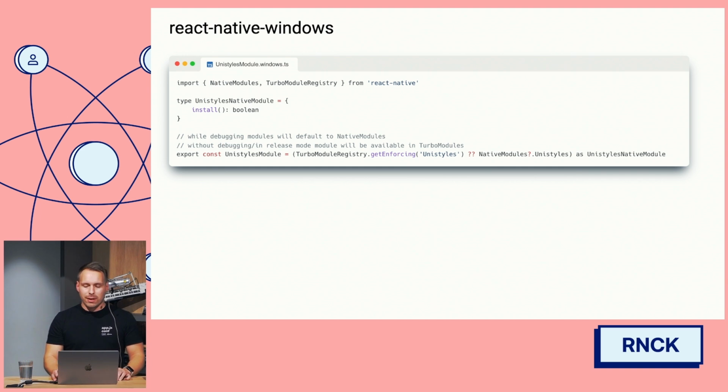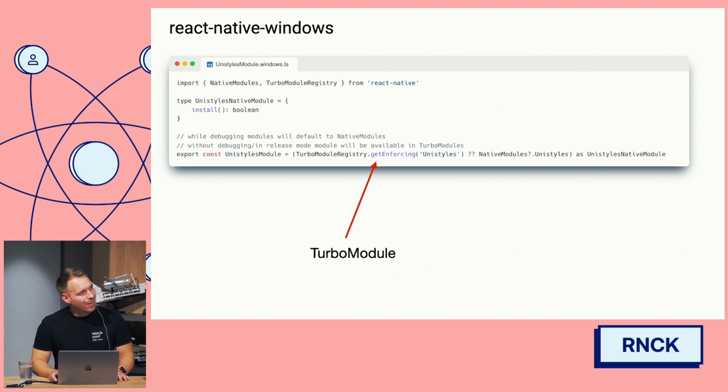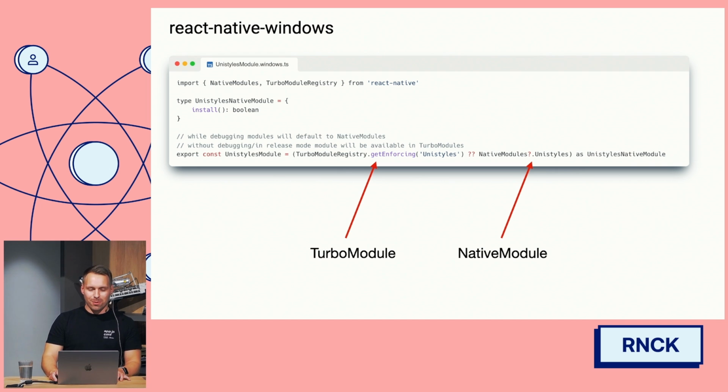Now, there is one caveat. When you try to build your first module with React Native Windows, it will work, and then it will break. And why is that? I left a comment in the React Native Unistyles repository. So it seems that while you are debugging or building your native module, they will inject your native module. But if you are in release mode or you are not debugging, they will inject turbo module. So that was interesting for me. So here we have turbo module, and here we have native module. So I had to create an additional file, Unistyles module.windows.typescript, to actually cover this case.